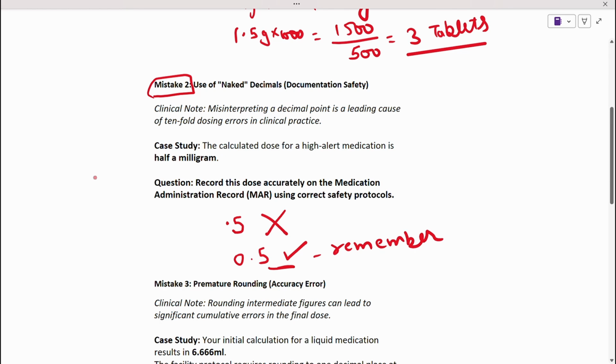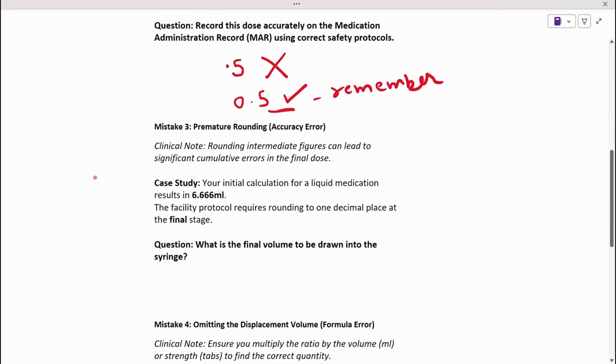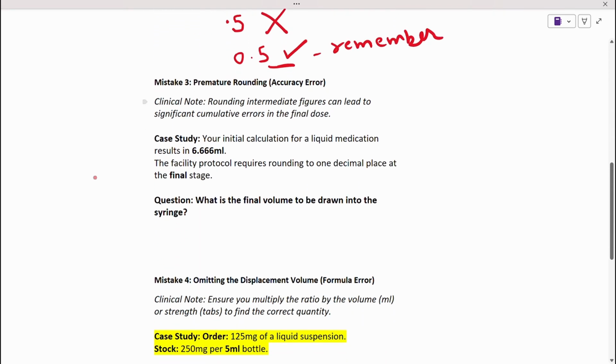Don't round your numbers too early in the calculation. If you round in the middle, your final dose will be wrong.